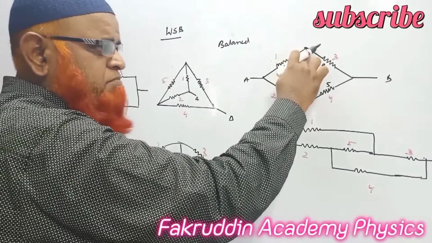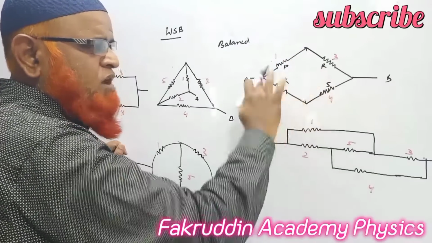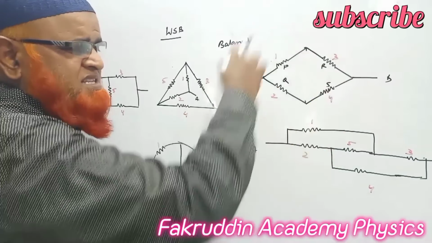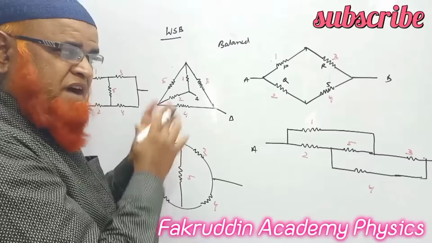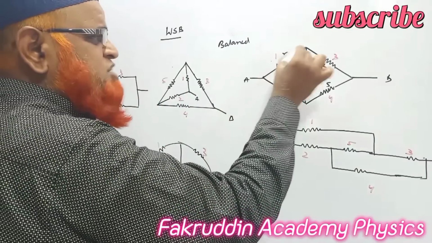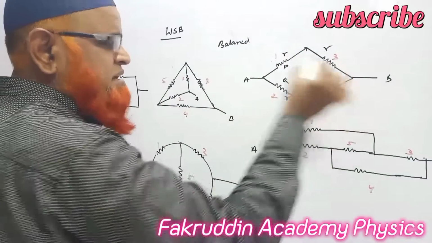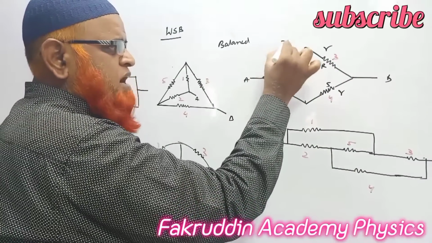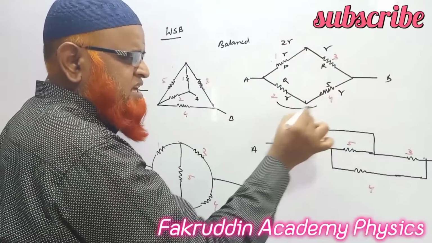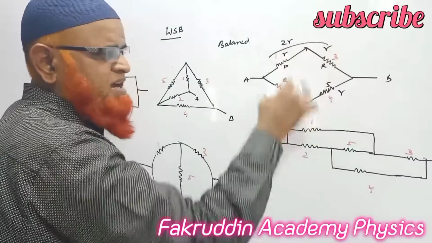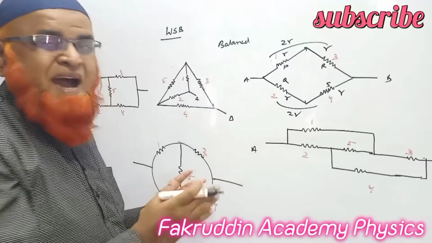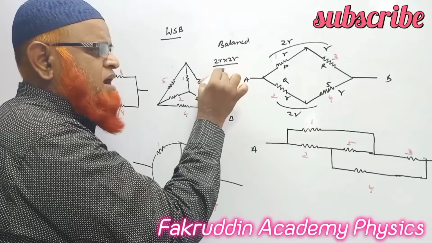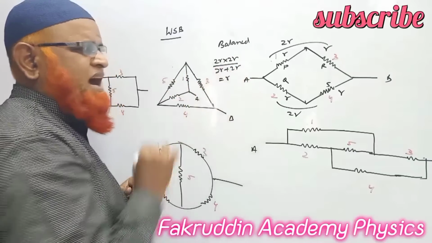So when you remove the middle one, then what is left? What is the net resistance here? Let us imagine each resistor is taken as small r. These two are in series, so it is going to be 2r. And these two are in series, 2r. So 2r and 2r are in parallel here. So 2r into 2r by 2r plus 2r, which is taken as r.